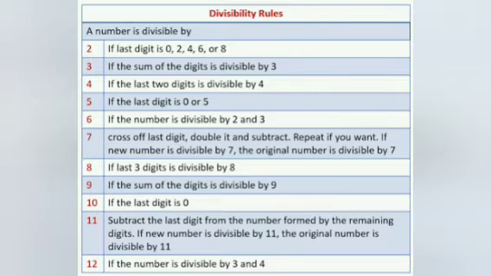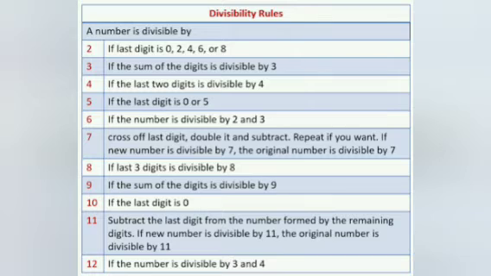Next is 3. If the sum of the digits is divisible by 3, मतलब वो जो नंबर है उसके हर एक डिजिट लेके उसका सम बनाना है. For example, number is 27. सो 27 में 2 and 7 है. 2 plus 7 कितना आता है? 9. सो 9 3 के टेबल में आता है कि यस. So 27 is divisible by 3 like that.